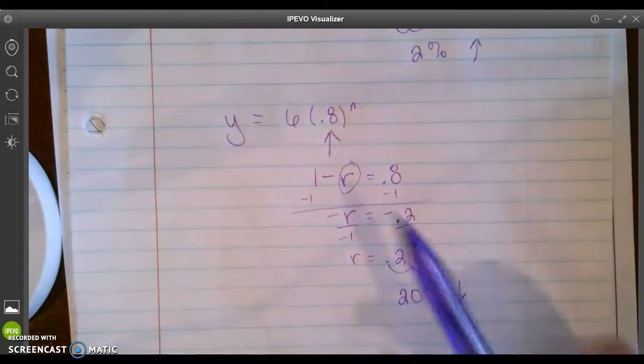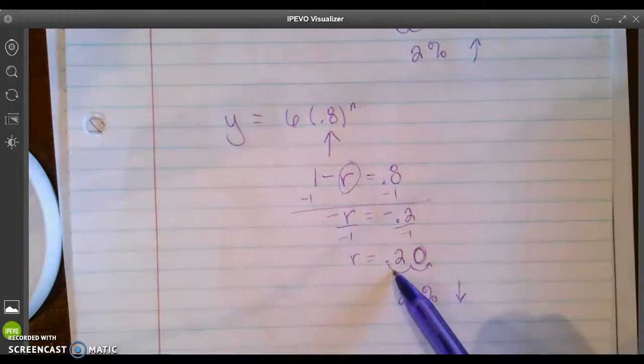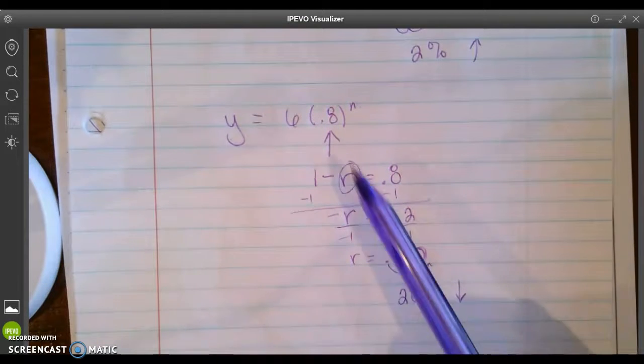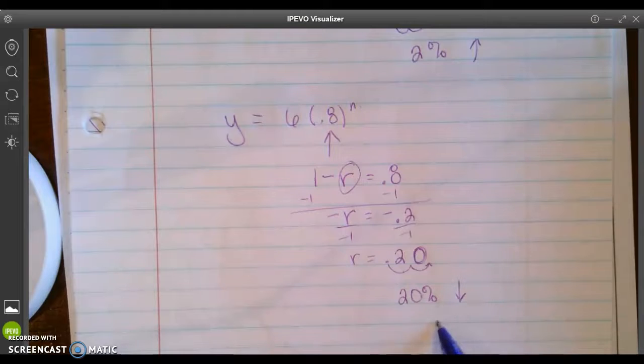Okay, that makes sense because I know that 0.8 and 0.2 add up to 1, and 80% and 20% add up to 100%, so that really makes a lot of sense.